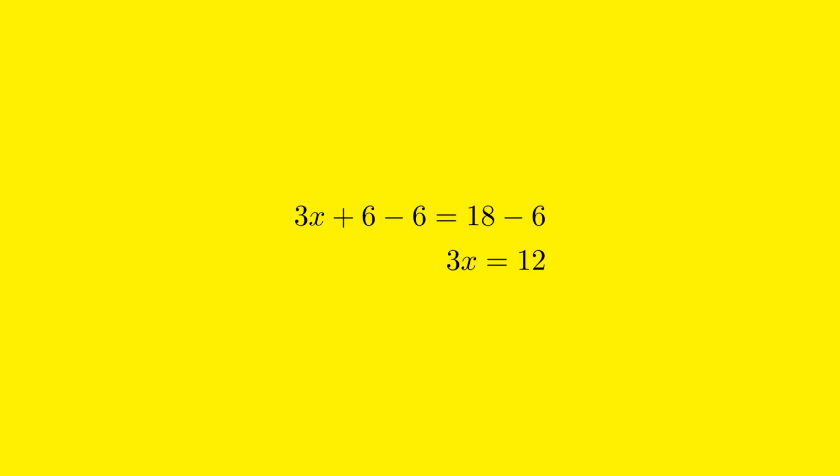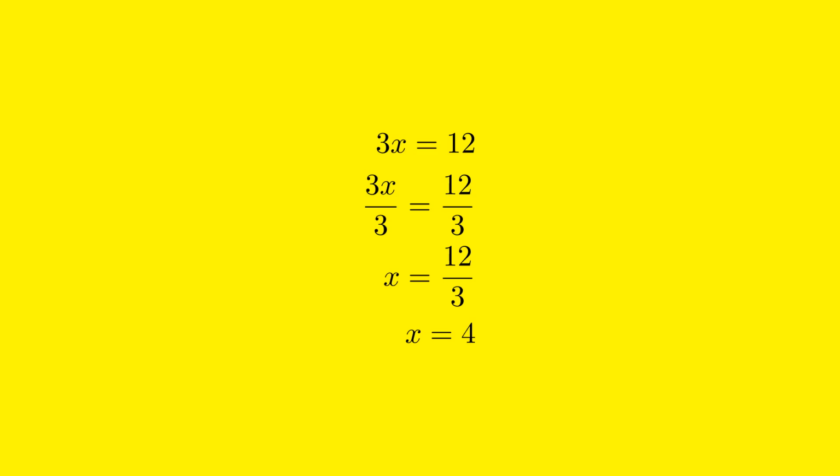3x plus 6 minus 6 equals 18 minus 6. This simplifies to 3x equals 12. Notice how the plus 6 and minus 6 on the left side cancel each other out, leaving us with just the term 3x. On the right side, 18 minus 6 equals 12. After this step, our new equation is 3x equals 12. This concludes step 1.